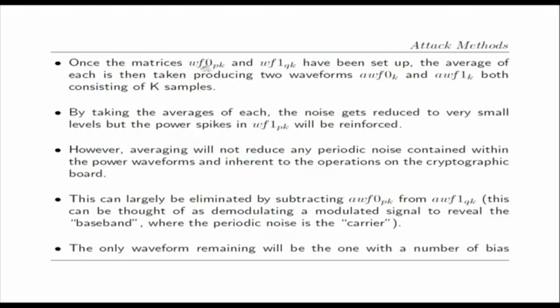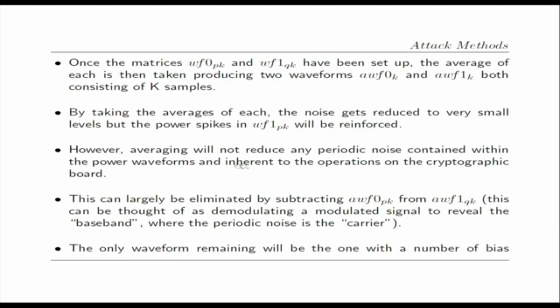Now, once the matrices WF0 and WF1 have been set up, the average of each is then taken, producing two waveforms, AWF0 and AWF1. This is the average, so we need to divide by k, as both consist of k samples. By taking the average of each, the noise gets reduced to a small level, but the power spike in WF1 will be reinforced.